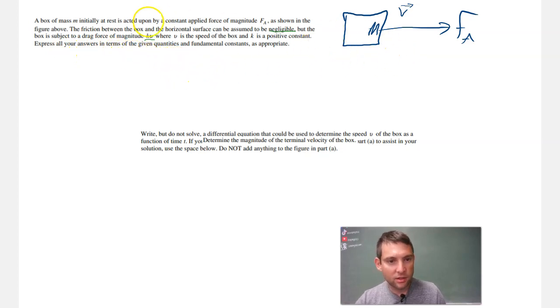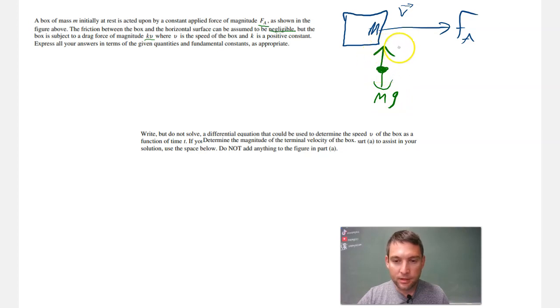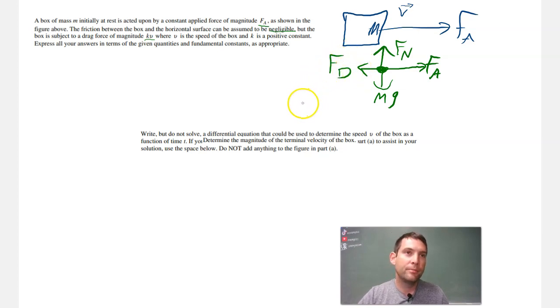So looking at this, we're talking about a drag force and a magnitude Fa. So this is a force problem. First step in solving any force problem is to draw your free body diagram. So we'll draw weight down, normal force being up. We have Fa to the right, and then we also have this Fd to the left, because it's a drag force, so it's opposing the motion.